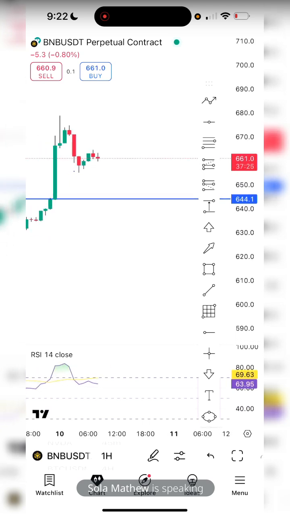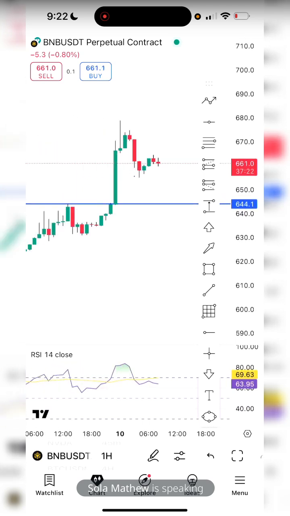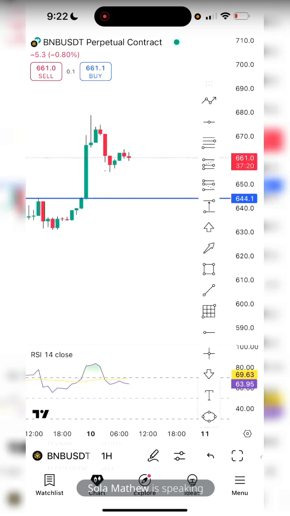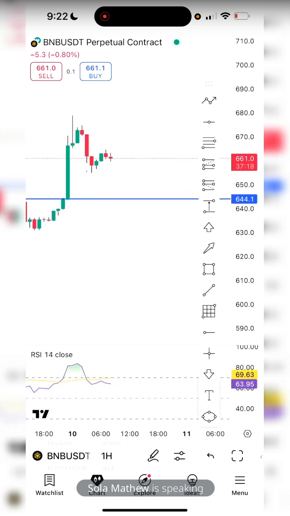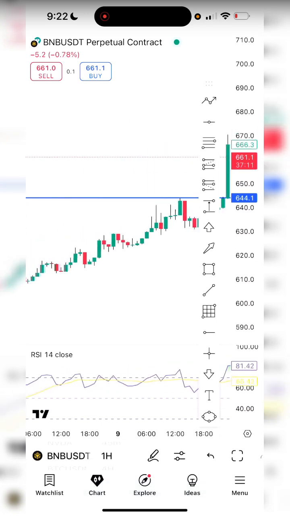You can see here, this 644, on the hourly candle, it's on uptrend. It shoots from this place. So it's still very okay.